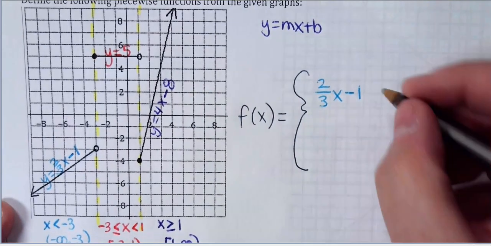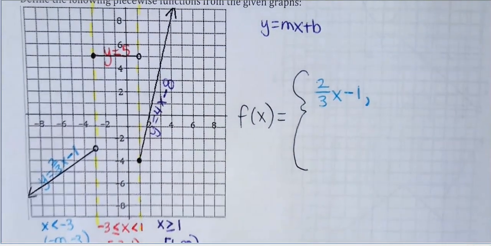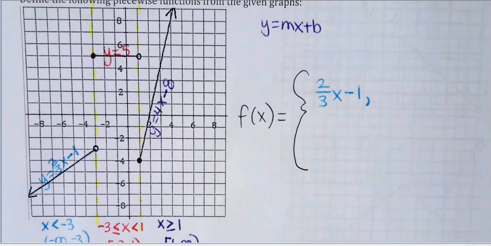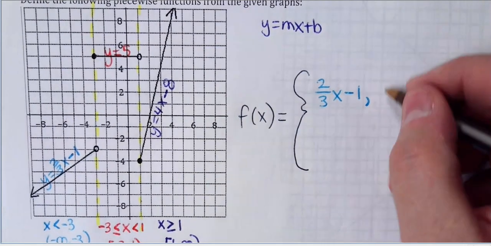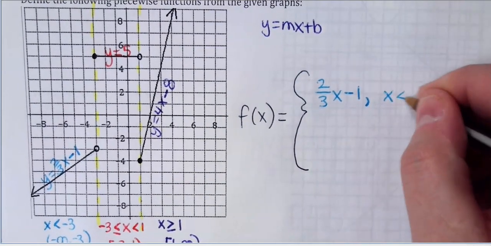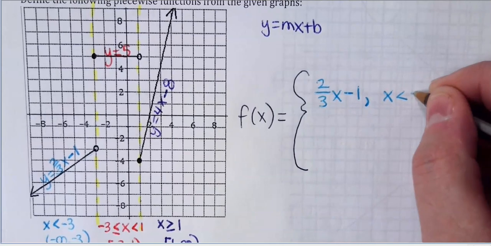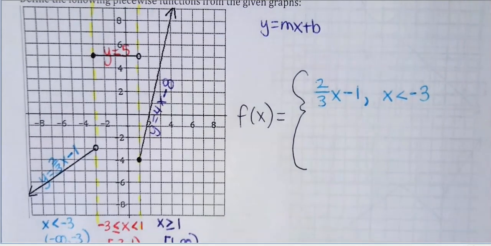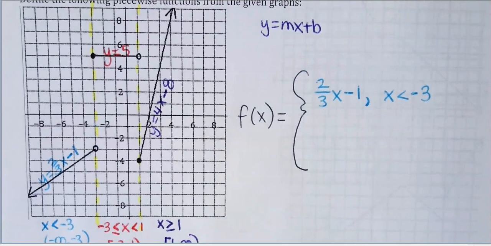And then you just put a little comma, then you have to define the domain for which you're using that piece. I'm using that piece on the left side of -3 for my x value. So I'm going to write that inequality that I wrote right under the graph. This piece is being used for x values that are less than -3, and it's a plain less than because I got an open circle.